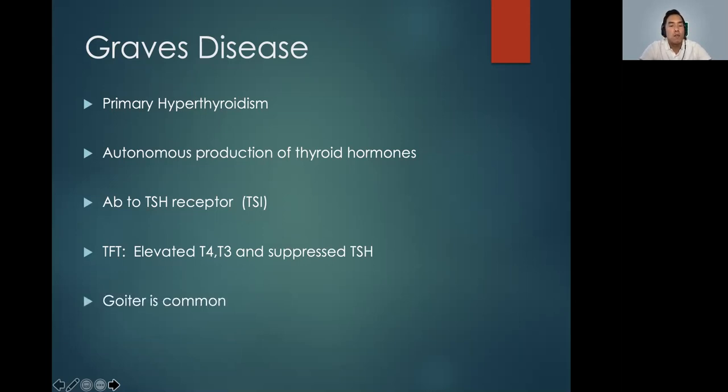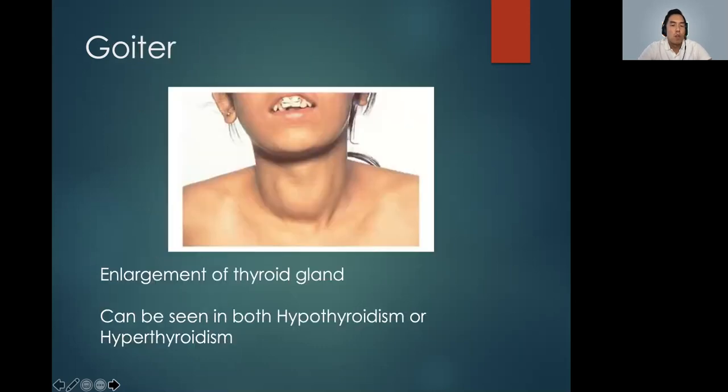And many patients have goiter. Goiter itself describes an enlargement of the thyroid gland, right? It doesn't tell you the function of the thyroid gland. It can be seen in hypothyroidism, such as a patient with severe primary hypothyroidism. TSH level is very elevated and it can stimulate the enlargement of the thyroid gland. Or in hyperthyroidism, such as Graves' disease, which is stimulated by the antibodies to the TSH receptor, causing the enlargement of the thyroid gland.